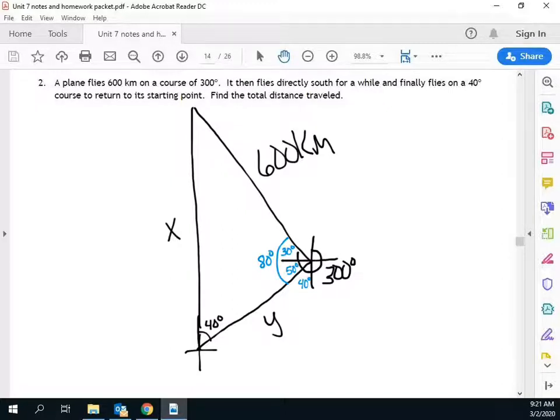Because what happens if we go all the way around? How many degrees is that? 360. So what is this angle here, guys? 60. 60 plus that equals what? 90. So another way of doing it, right?